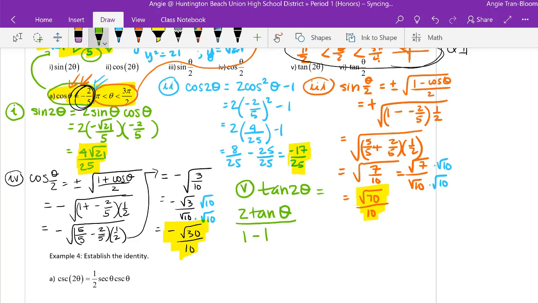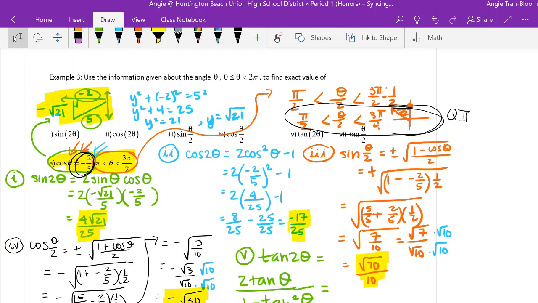minus tangent squared of theta. From here, I'm going to slowly find out what tangent is. So work with me. Let's go back to the triangle. Tangent is opposite over adjacent. So opposite is negative 2.